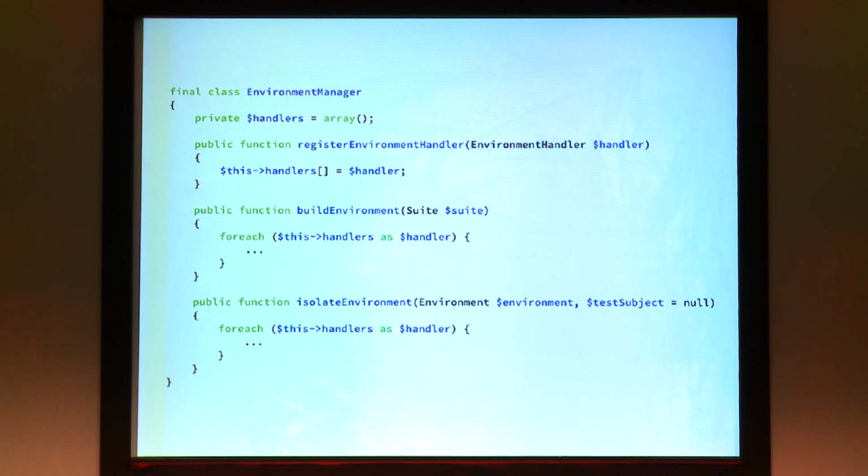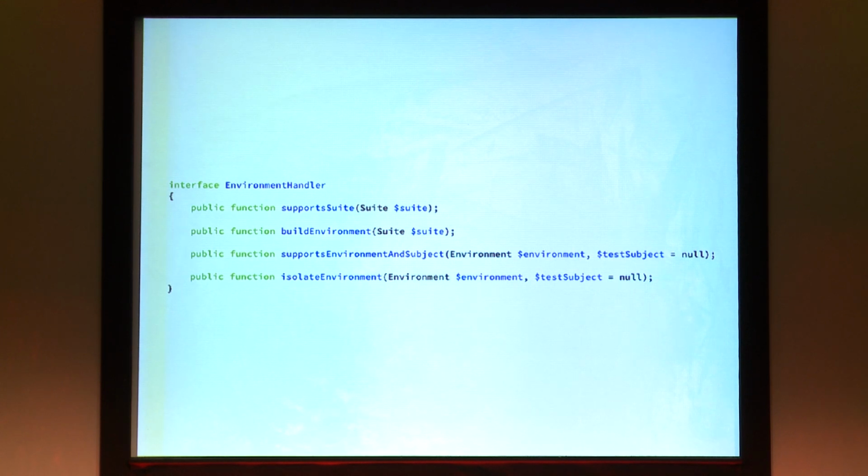So in Behat, I have this thing called Environment Manager. Environment Manager has a list of handlers on it. You can register them through this method. And then there are build environment and isolate environment methods, right? The way they work, they iterate over all the handlers. They ask each handler, can you do something with this suite that I pass, or with this environment that I pass? And if the handler says yes, then it calls it. So that's delegation loop. That's how Symfony does 30% of its extension points.